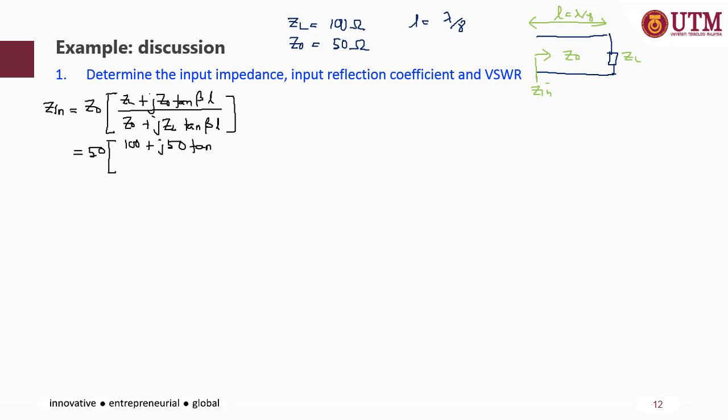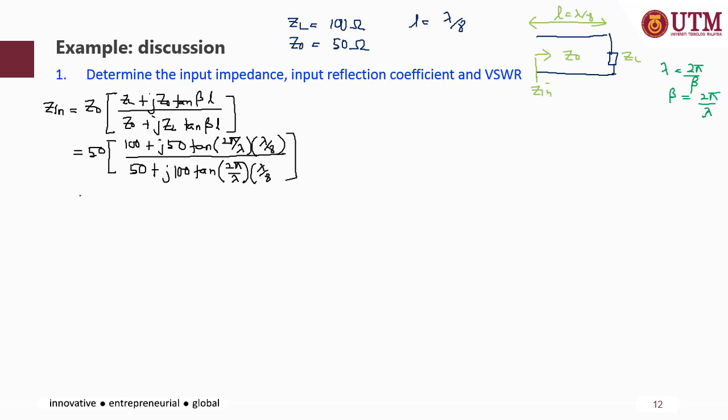What is beta? Beta is the phase constant. From the previous lecture session, we know that lambda equals 2 pi over beta, or lambda equals c over f. So in this case, beta equals 2 pi over lambda. You can replace beta with 2 pi over lambda, so 2 pi over lambda, L given is lambda over 8, divided by Z0 is 50 plus jZL, 100, tangent, again beta is 2 pi over lambda and L is lambda over 8.